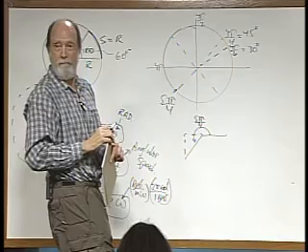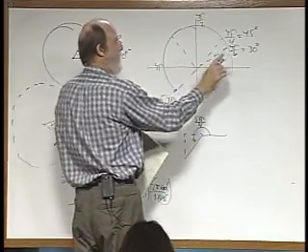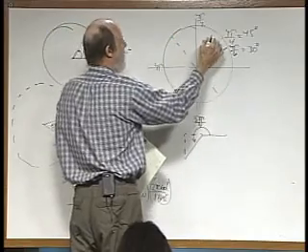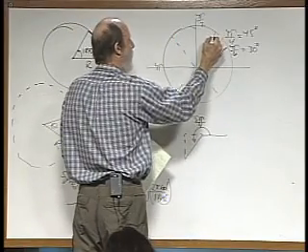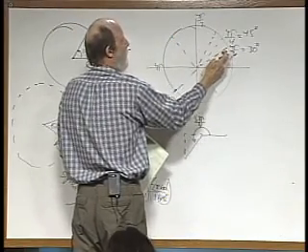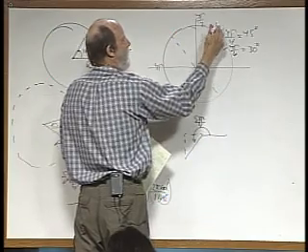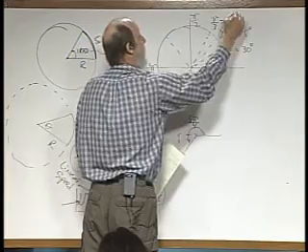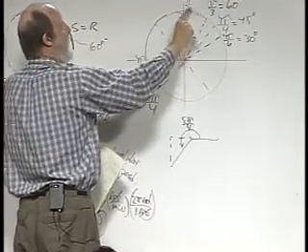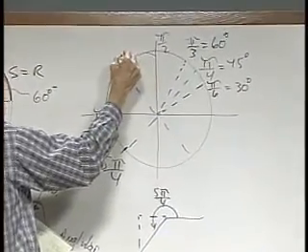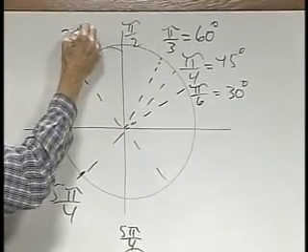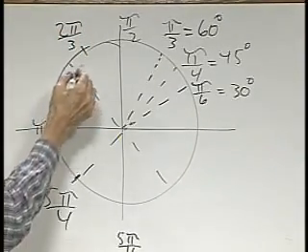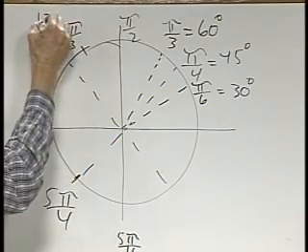Feel good? And multiples thereof as you work your way around the circle. So this would be 1 pi over 6, 2 pi over 6, which is pi over 3, which is equivalent to 60 degrees. 3 pi over 6 is here. 4 pi over 6 reduces to that, which is equivalent to 120 degrees.